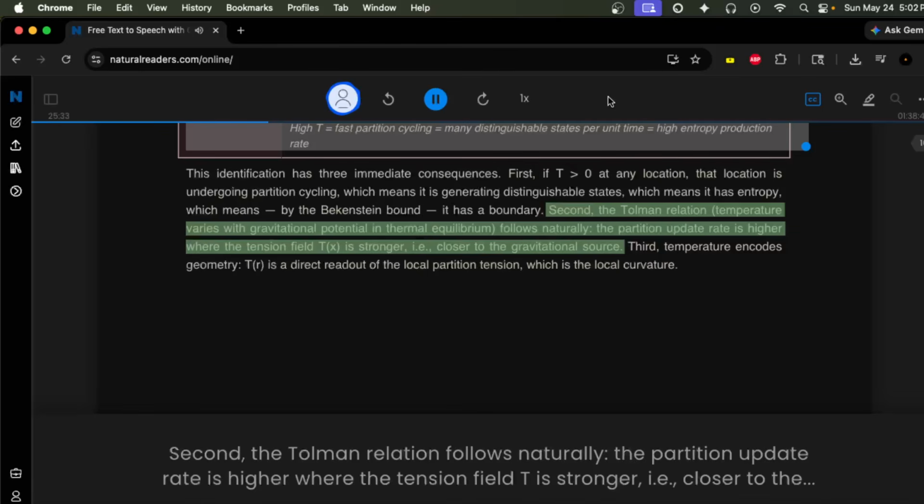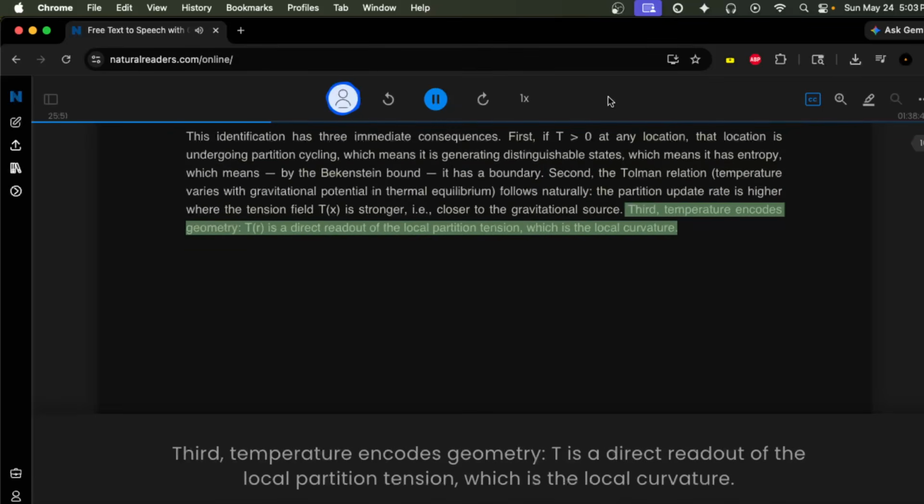Second, the Tolman relation follows naturally. The partition update rate is higher where the tension field T is stronger, i.e., closer to the gravitational source. Third, temperature encodes geometry. T is a direct readout of the local partition tension, which is the local curvature.